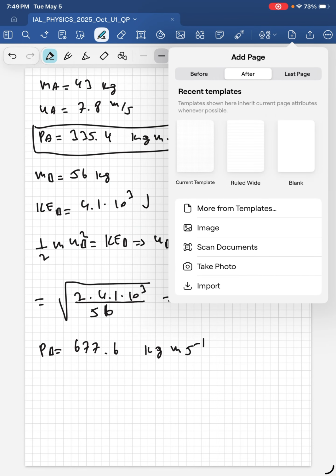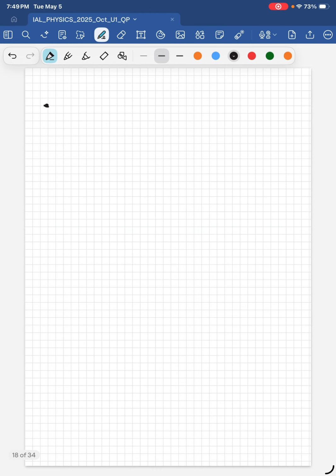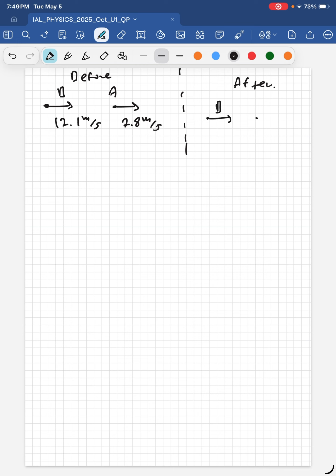Now the situation is the following. Let's use another clean page. So you have B moving faster than A in the same direction. So both move in the same direction. This one moves with 12.1 meters per second, and this one moves with 7.8 meters per second. So this is before the collision. And then after the collision, they will keep moving in the same direction pretty much. Okay, so B will move in the same direction as A.